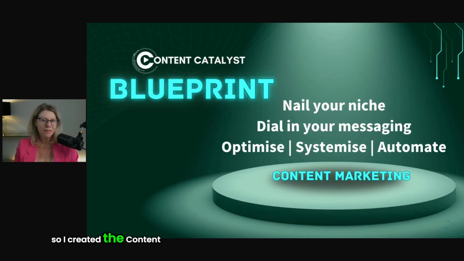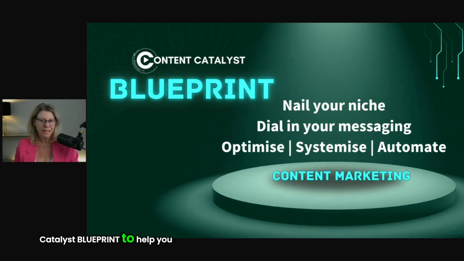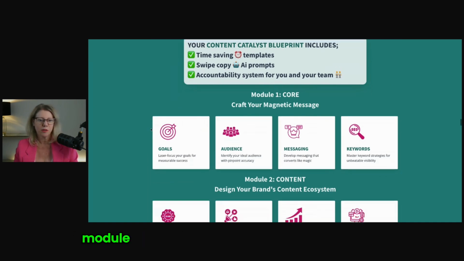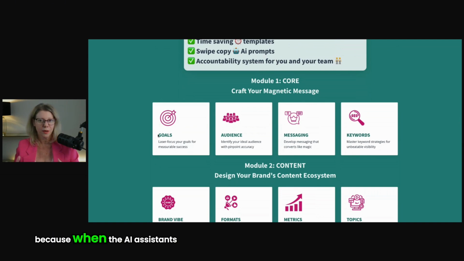So I created the Content Catalyst Blueprint to help you program your AI assistant's brain and to save you hours of time, and also increase your productivity, not just for yourself, but for your whole team as well. Okay, so in the first module, we look at your business goals, because when the AI assistants know what your business goals are, it will actually make recommendations based on that.